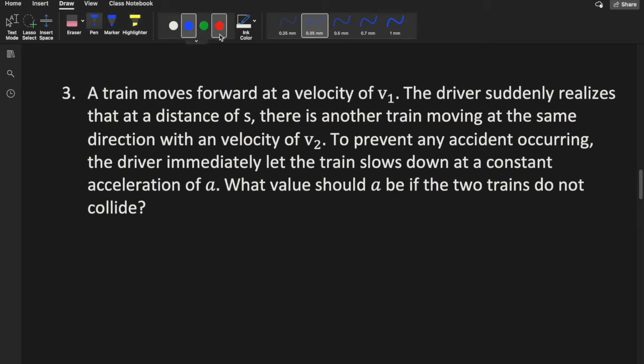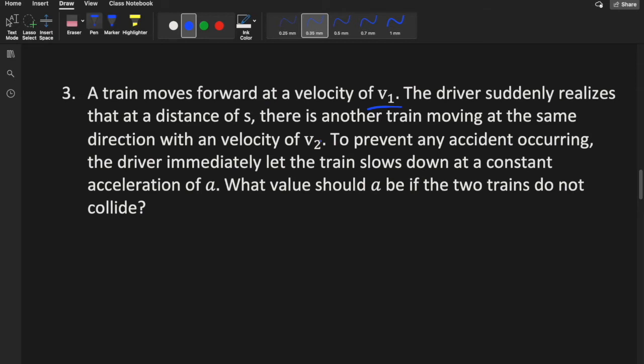A train moves forward at a velocity of v1. The driver suddenly realizes that at a distance of s, there's another train moving in the same direction with a velocity of v2. To prevent any accident from occurring, the driver immediately lets the train slow down at a constant acceleration of a. What value should a be if the two trains do not collide?